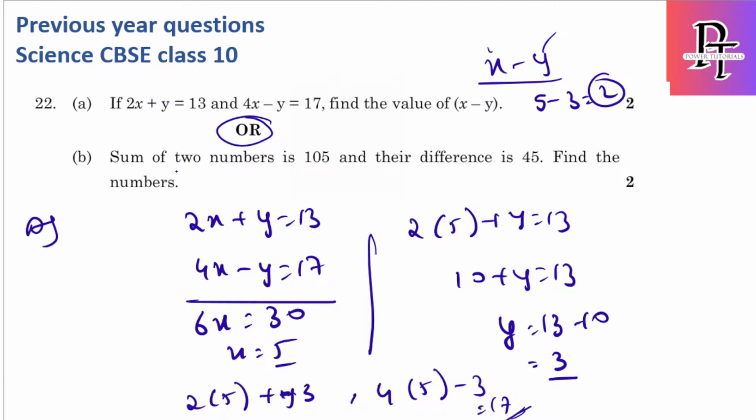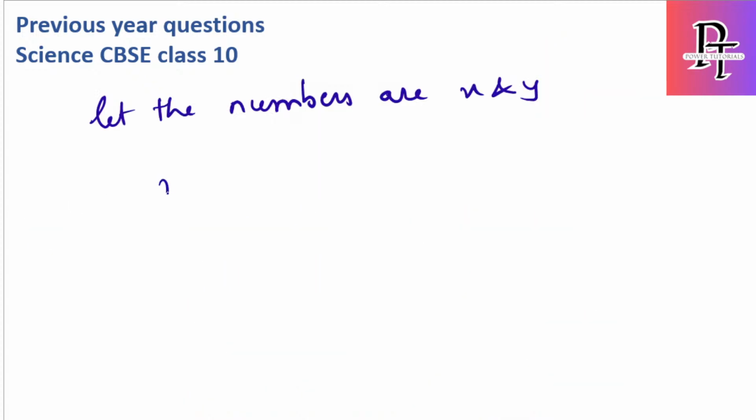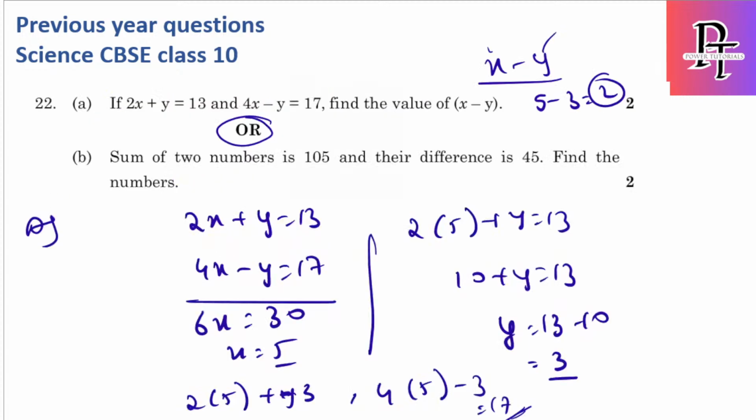Let's go to the second one. The sum of the numbers is 105. So simple, x plus y is equal to 105. What about the other? The difference is 45. I'm just assuming x is the bigger value, so x minus y is equal to 45.